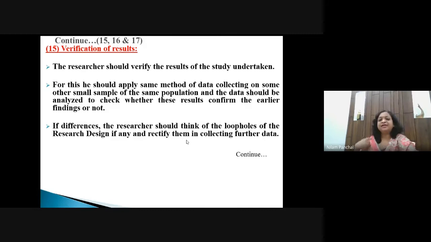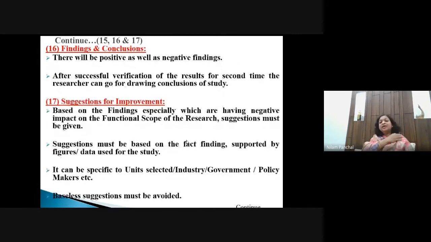Now, once you verify the result that everything is okay, you can go for the findings and conclusions. So there will be positive as well as negative findings. And after successful verification of the results, for the second time, the researcher can go for drawing conclusions of the study, right? And then you can give suggestions for improvement based upon the findings, especially those having a negative impact on the functional scope of the research.